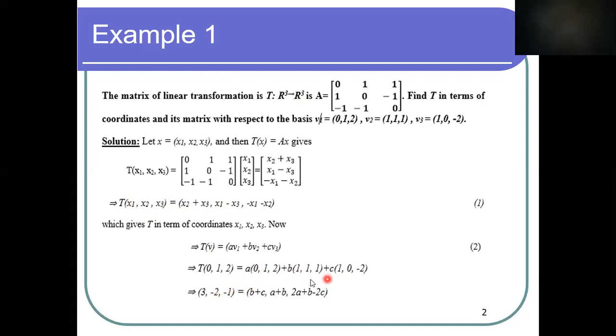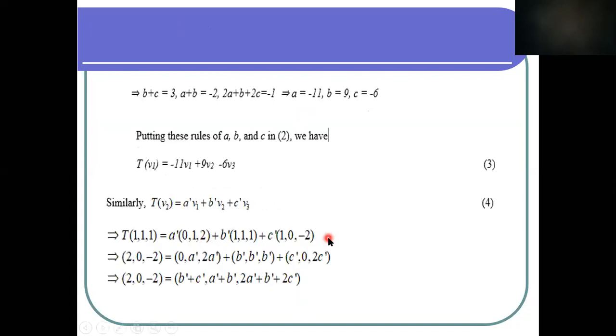Then we can solve this equation. I get the x component as b plus c, comma, a plus b, and 2a plus b minus 2c. If you compare the x coordinate with x, the y coordinate with y, and the z coordinate with z, we get three equations in terms of a, b, and c. This is the first equation, this is the second one, and this is the third. We simultaneously solve these three equations and get a equal to minus 11, b equal to 9, and c equal to minus 6.